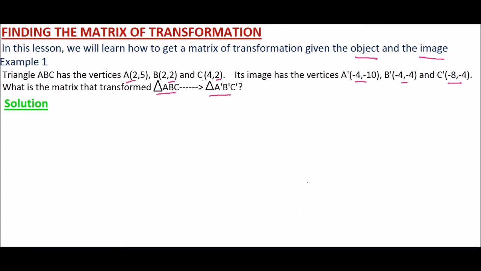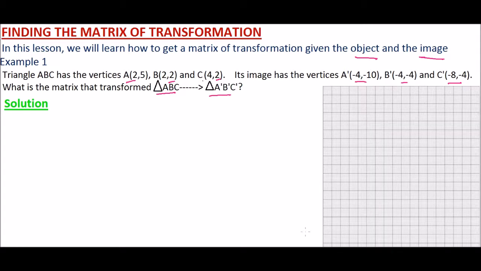So we are going first of all to plot the two triangles. Then from there we identify the matrix that was used to do the transformation. So this is a graph paper that we are going to use. We are going to plot the two triangles on this graph paper.